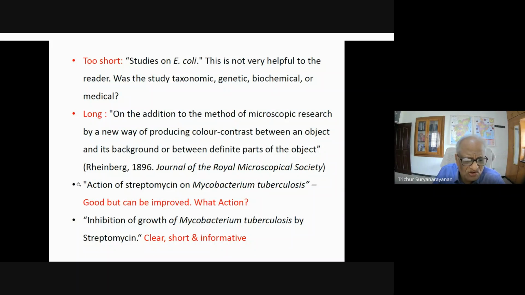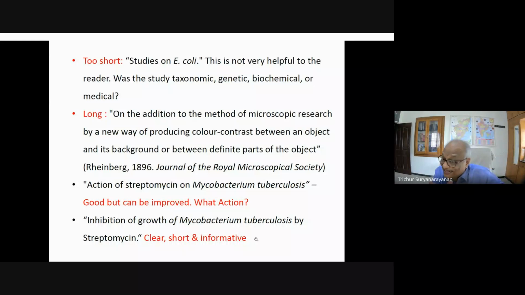So what's a good title? Let us say, action of streptomycin on Mycobacterium tuberculosis. Well, good, but you can improve on it, because when you say action, what action? So here, you can improve it: inhibition of growth of Mycobacterium tuberculosis by streptomycin. Instead of action of streptomycin, is streptomycin increasing the growth of Mycobacterium or decreasing, inhibiting? It's not clear here, but here, inhibition of growth of Mycobacterium tuberculosis by streptomycin, it's very clear, it is short, and it is informative.